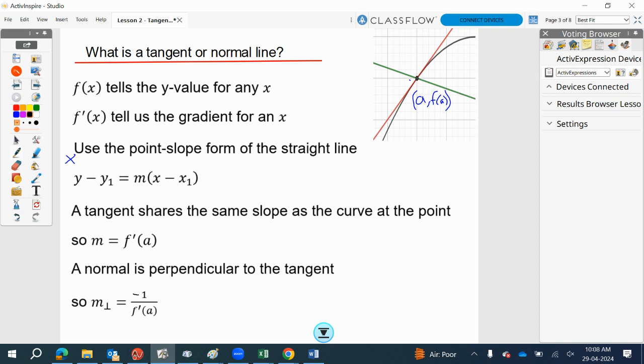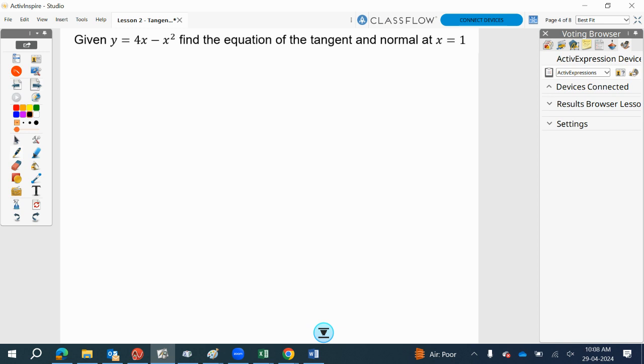I'm going to do a couple of examples for you. This is a typical question. You get this one in the exam. Given y equals 4x minus x squared, find the equation of the tangent at x equals 1.